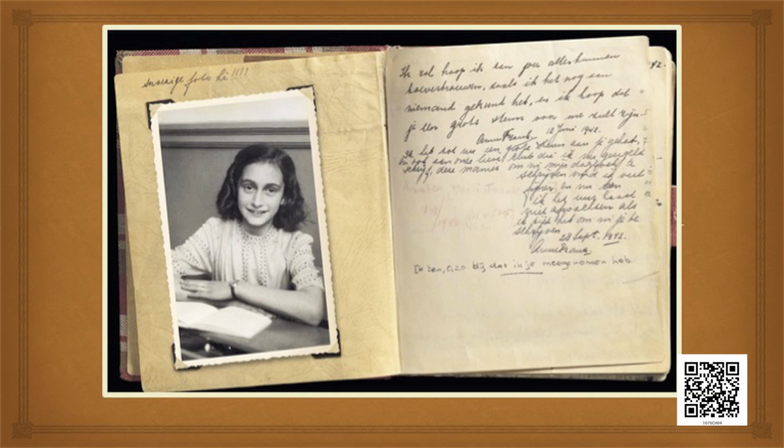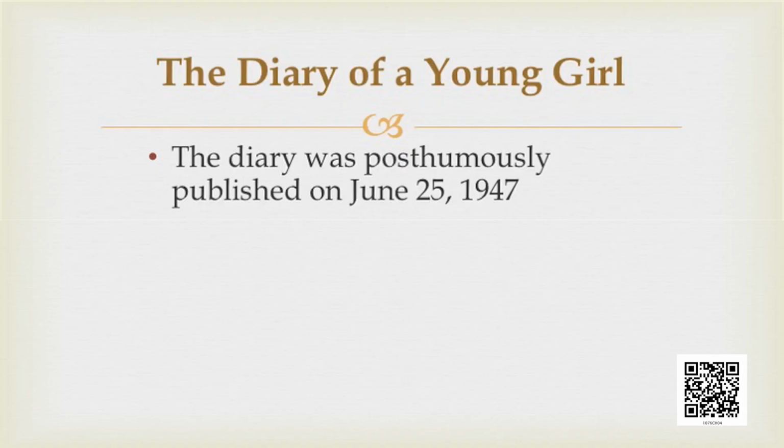Her diary was the reflection of her ideas, her feelings, her emotions, her observations around the world. She talked about her family, herself, her friends. So, this is an autobiographical element. The original title of the diary was The Diary of a Young Girl, popularly known as The Diary of Anne Frank. It was published posthumously on June 25th, 1947.